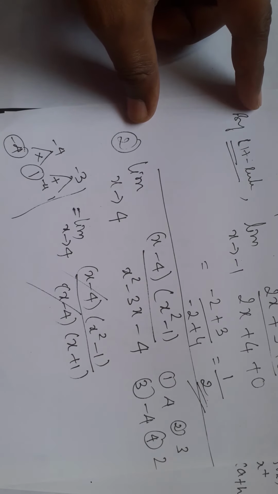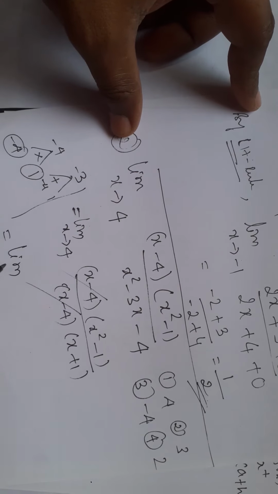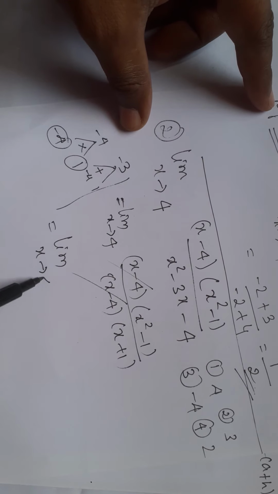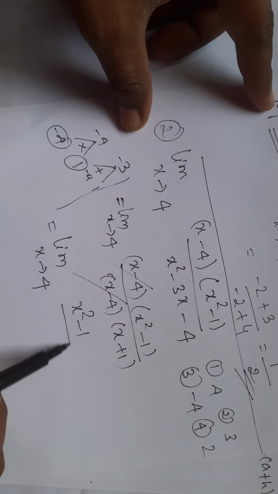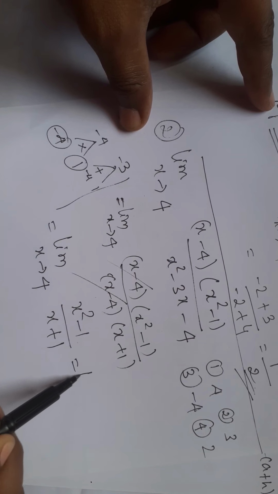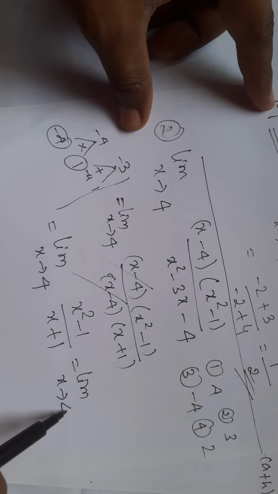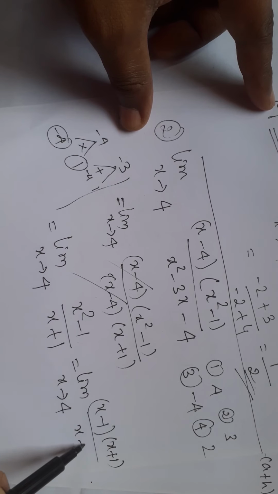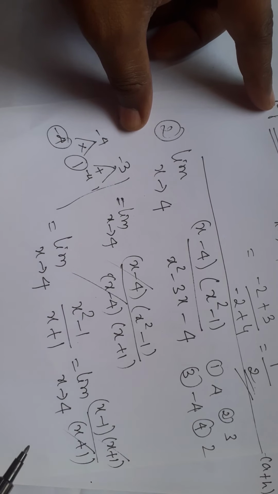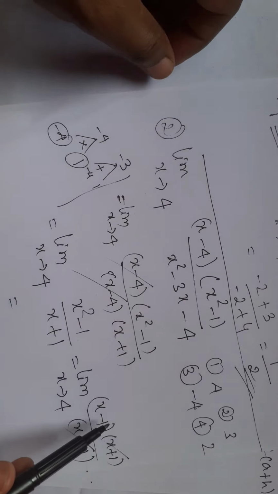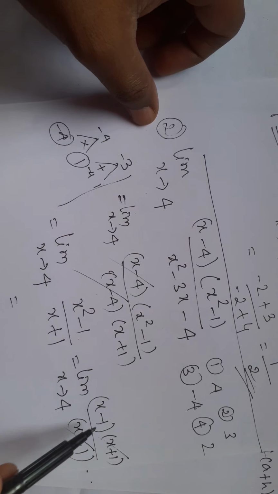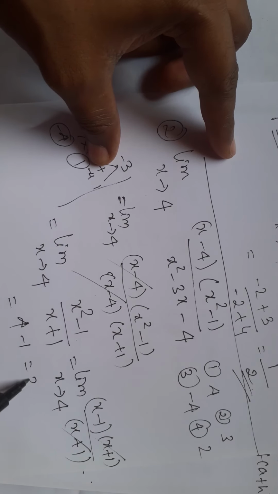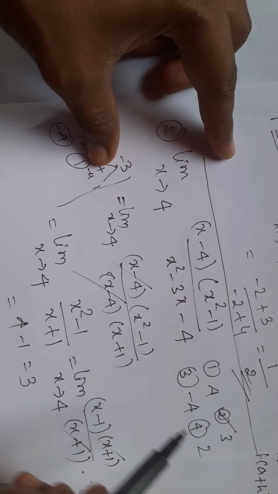Easily the x minus 4 terms cancel each other. Therefore we are left with limit of x tends to 4, x square minus 1 by x plus 1. We can write x square minus 1 as x minus 1 into x plus 1, divided by x plus 1. Again x plus 1 gets cancelled. So at last we are left with limit of x minus 1 only. As x tends to 4, replace with 4 minus 1, that is equal to 3. Option 2 is the answer.